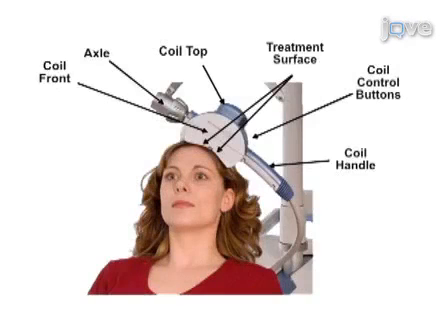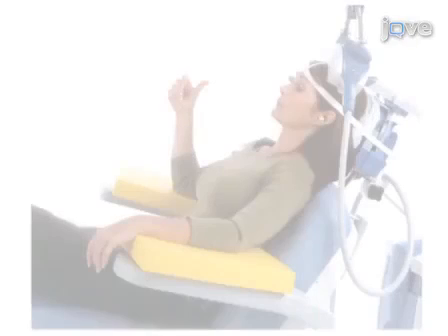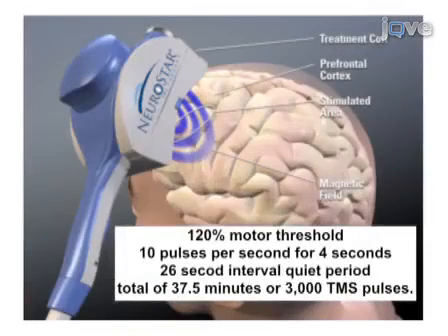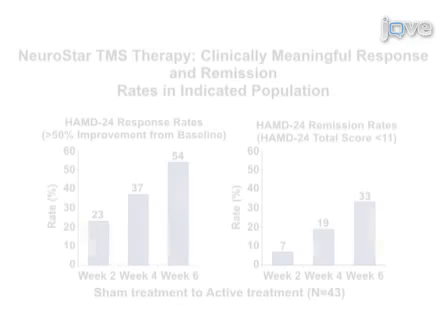The second step of the procedure is to seat the patient and align the equipment with his or her particular physique. The third step of the procedure is to determine the patient's motor threshold. The final step of the procedure is to stimulate according to the FDA-approved parameters.